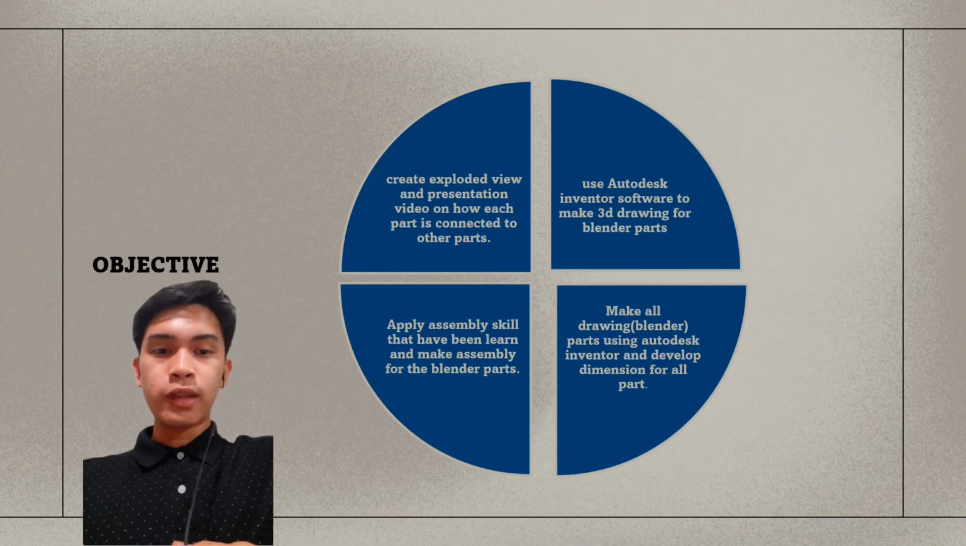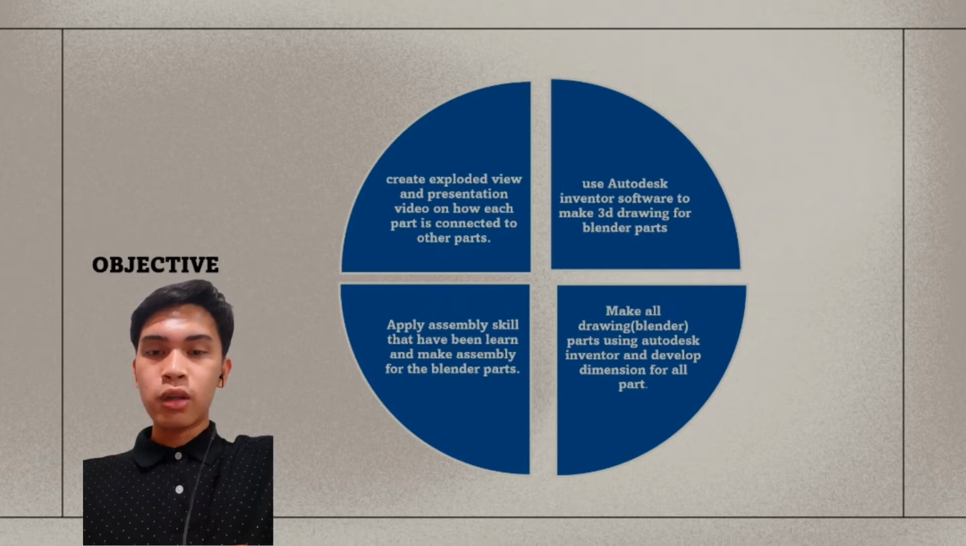Next is our objective. Our objective is to create an exploded view and presentation video on how each part is connected to other parts. Use Autodesk Inventor software to make 3D drawings for blender parts, apply assembly skills that have been learned, and make an assembly for the blender parts. Make all drawings of the blender parts using Autodesk Inventor and develop dimensions for all parts.